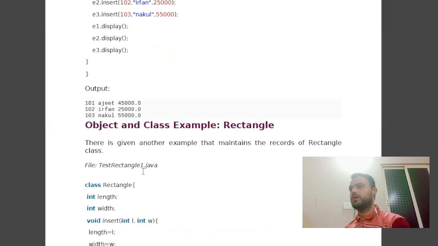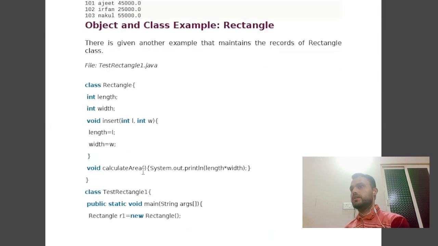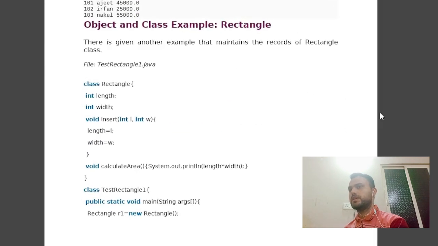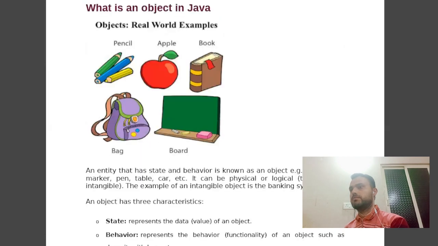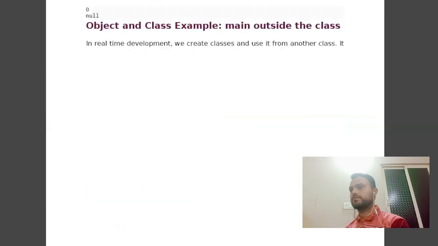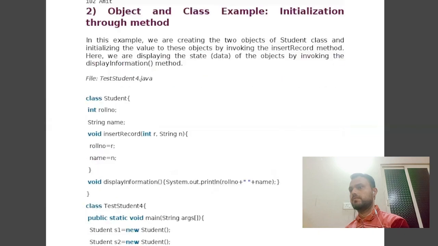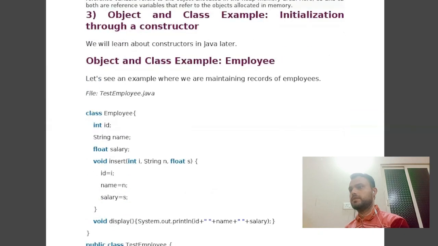By default it will be taken not as a direct decimal, but a point will be there after the decimal digit. Then this is another program, to maintain the records of a rectangle class. Let's see what that is. But before that I will show something, some real life example. Let's see this program.